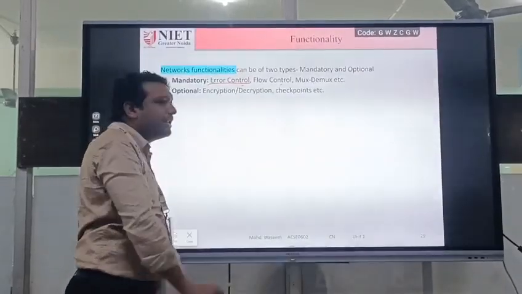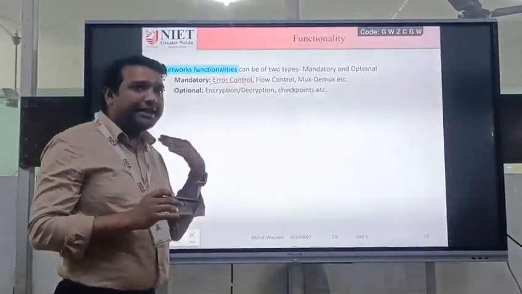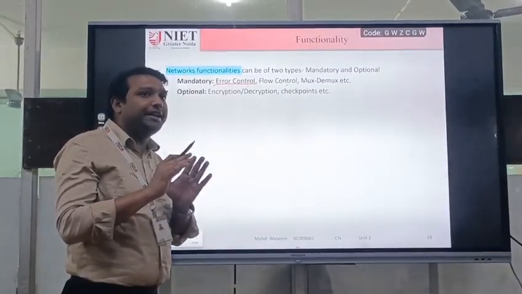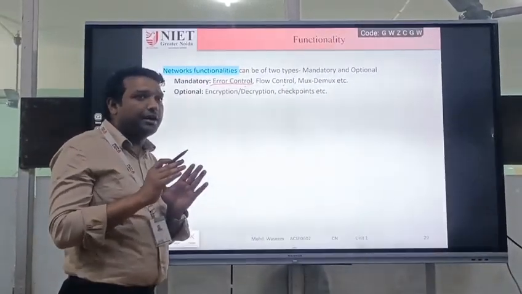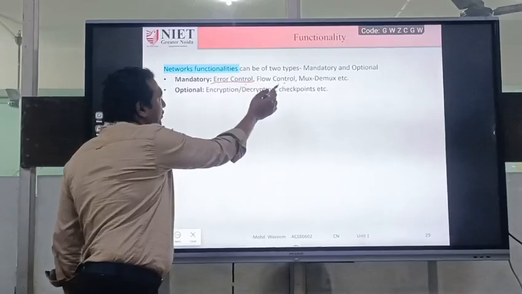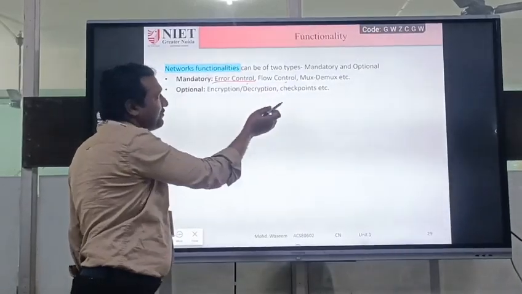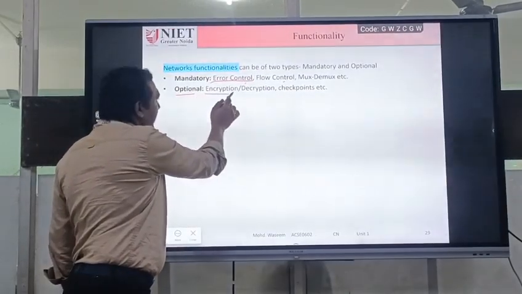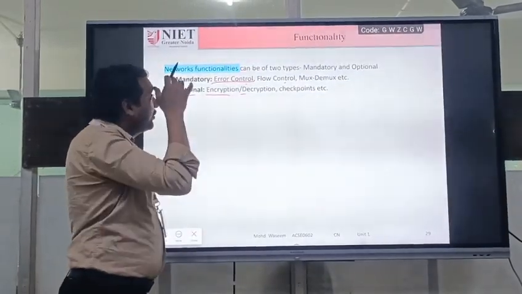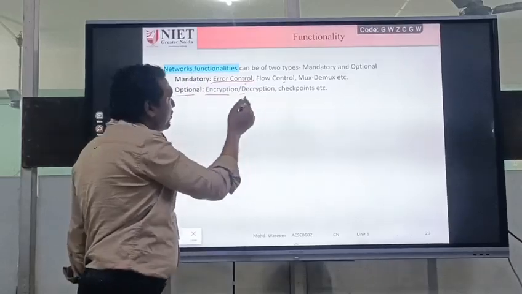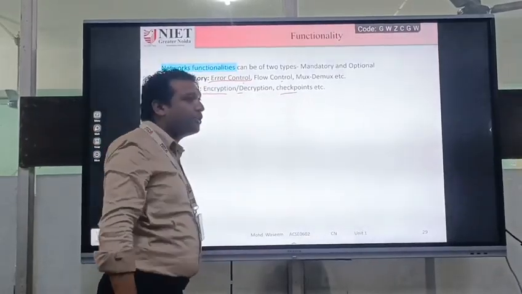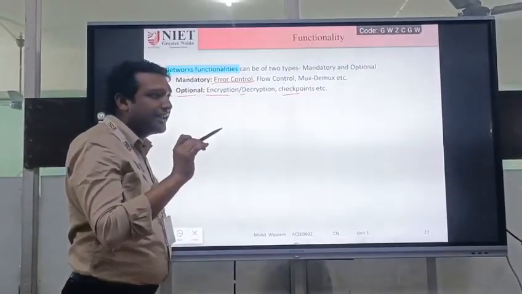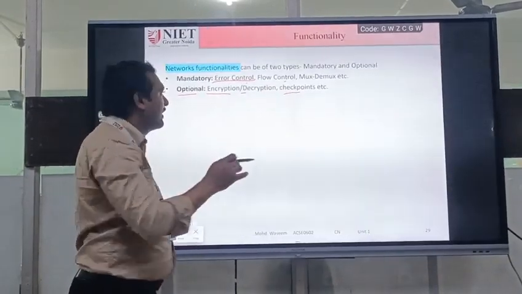Flow control: for example, when we transmit data through a channel, it should not be overloaded with data. There should be a specific bandwidth to cope with that. That is called flow control. And we have the multiplexer and demultiplexer for the conversion of the data signals. Now, for optional we have encryption and decryption, which means encoding and decoding basically. Checkpoint: at various locations we have checkpoints to test whether the data that has been transmitted is correct or not. That is called checkpoints.